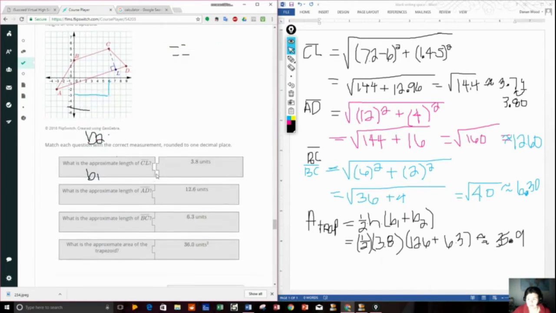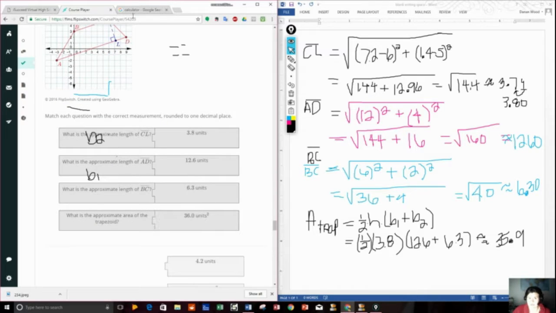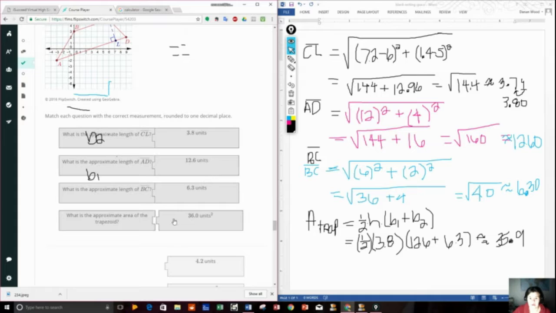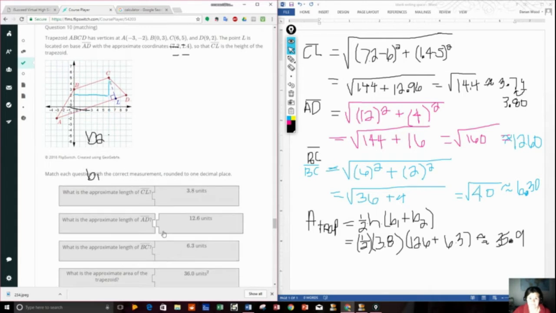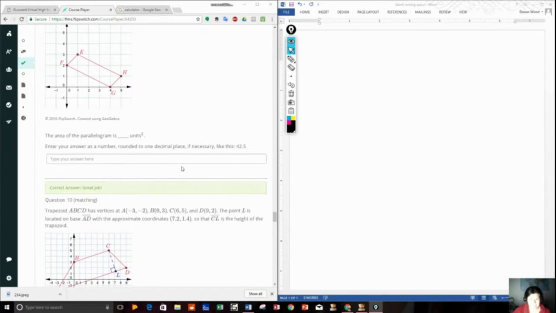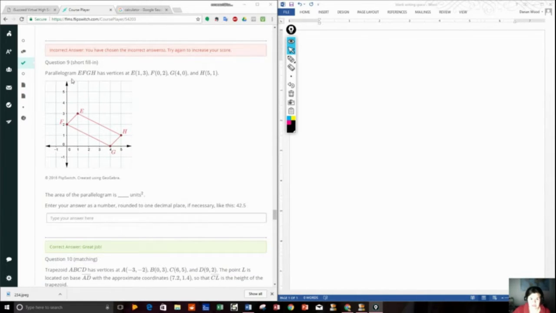All right, good job. So for some reason there is a rounding error, and I believe it's because when they found it out, instead of typing 3.8, they kept it at the square root of 1.44 and the square root of 160 and the square root of 40. So I think there was an error there on their rounding. So there's question 10. Let's move on to question 9.